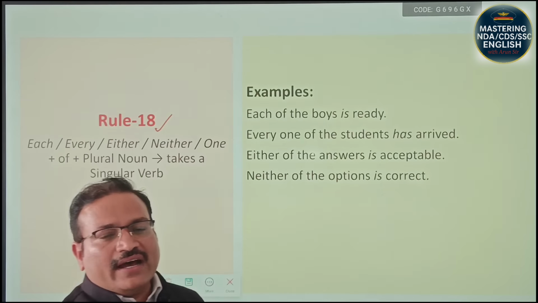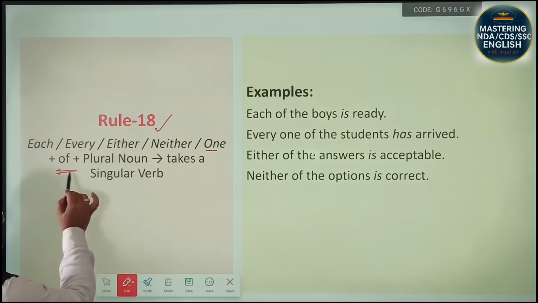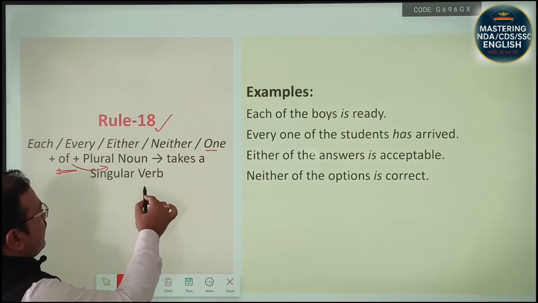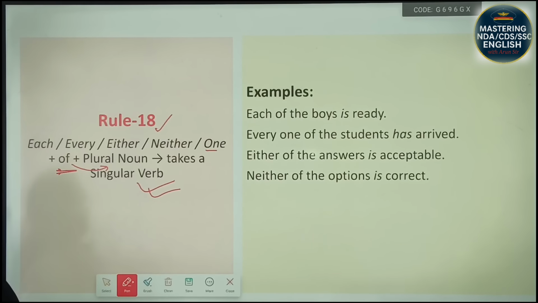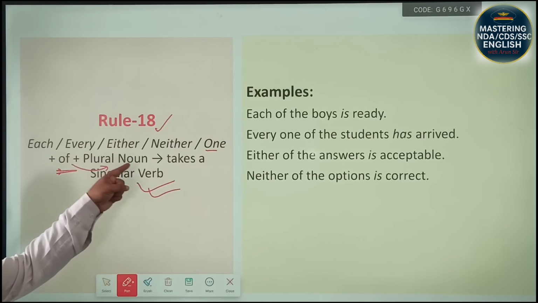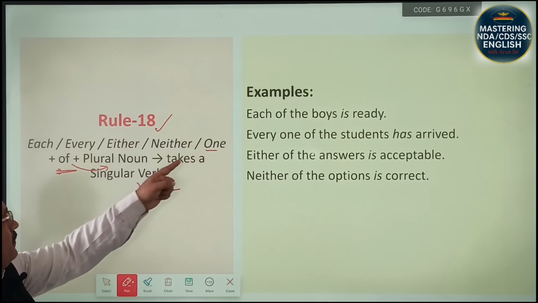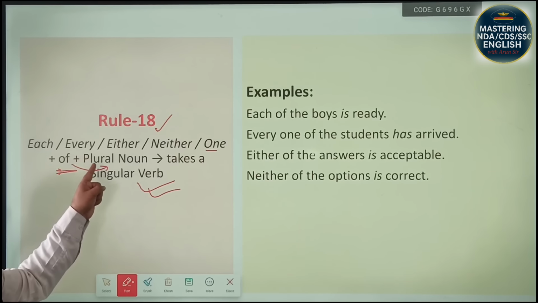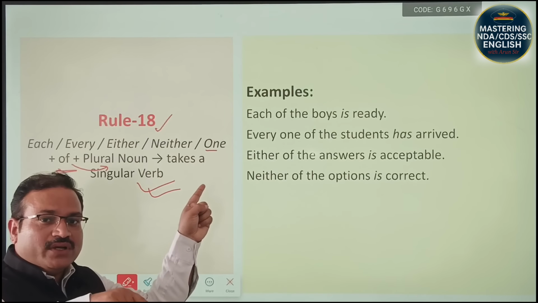Each, every, either, neither, one plus of, then it will be followed by plural noun or pronoun and will take singular verb. Remember this expression, construction. Each, every, either, neither, one plus of, then the following noun and pronoun will be plural but the verb will be singular. Why?